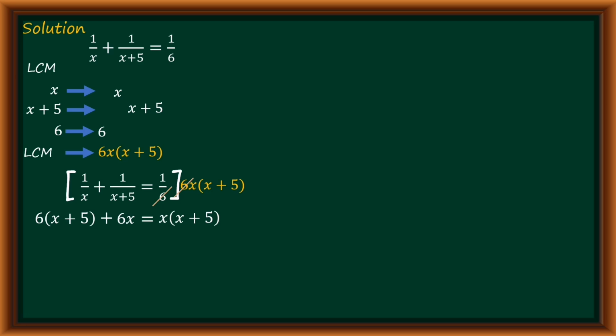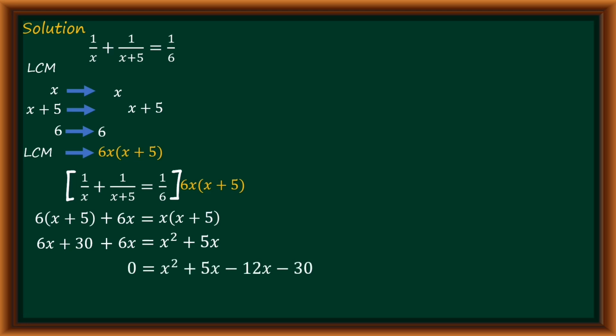Simplifying the whole equation, we have 6 times quantity x plus 5 will give us 6x plus 30. Then copy plus 6x. The right side of our equation will become x squared plus 5x because x times x is x squared. X times 5 is 5x. Combining all the terms on the right side of our equation, it will give us 0 is equal to x squared plus 5x minus 12x minus 30. Negative 12x because 6x plus 6x is 12x. On the right side, it will become negative.